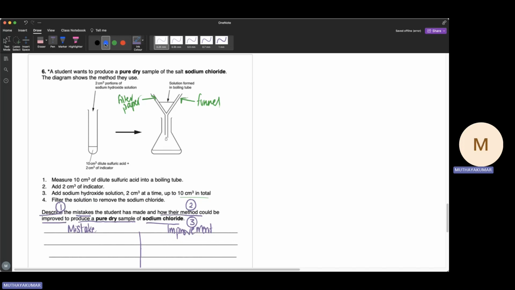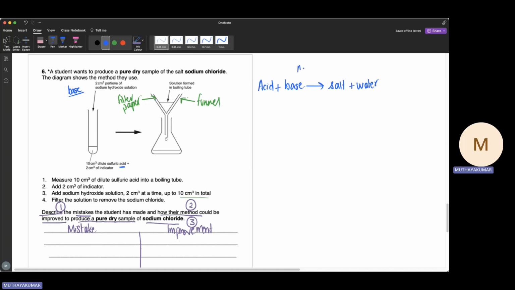Okay, so let's firstly annotate this question to figure out what exactly is going on so that we can identify the mistakes and the improvements. So we have sodium hydroxide, which is a base, and it's being added to a boiling tube which contains an acid and some indicator. So this is another one of those generic equations I talked about earlier in question 1, which is acid plus a base reacts together to form a salt plus water.